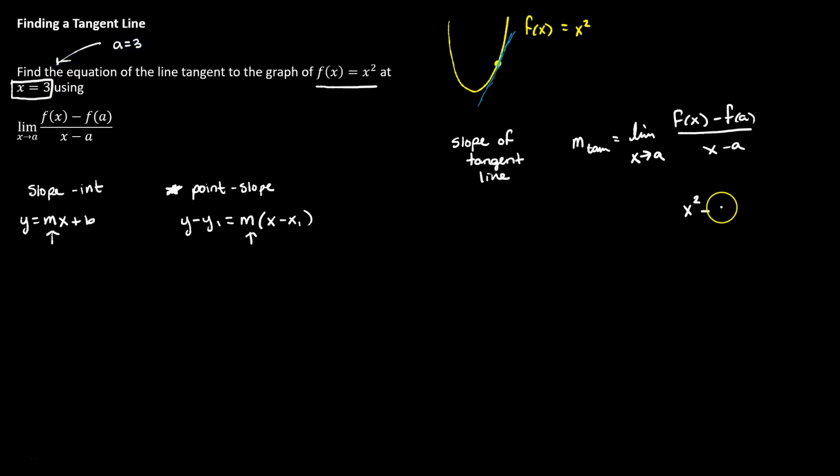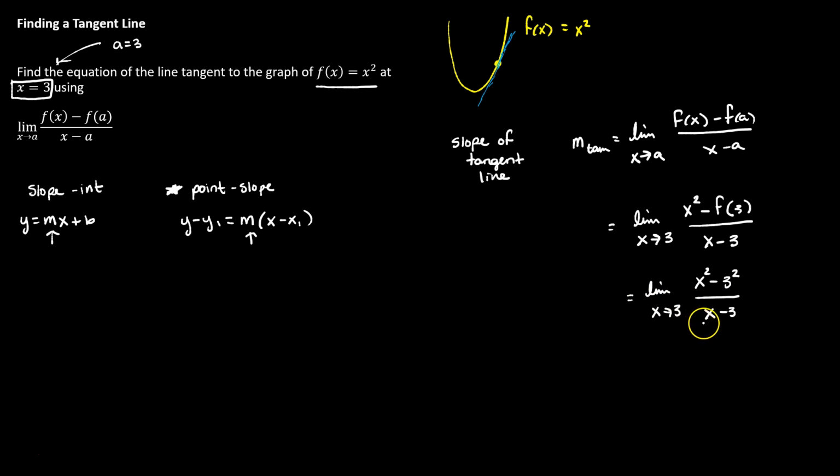So then I want to evaluate my function at 3 for the f of a portion. And then in the denominator, I will have x minus 3. And always remember to carry your limit signs. X is approaching a, where a is 3. I can take this one step further by replacing the f evaluated at 3 with 3 squared, since my function is the x squared function. Now we have a limit that we can evaluate.